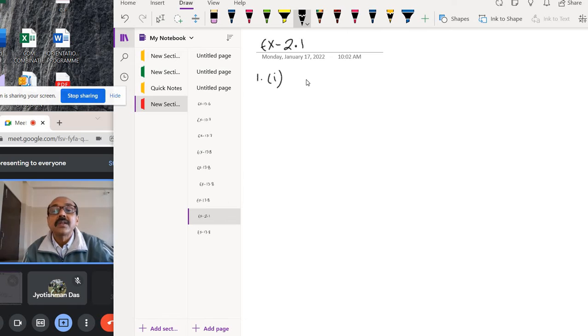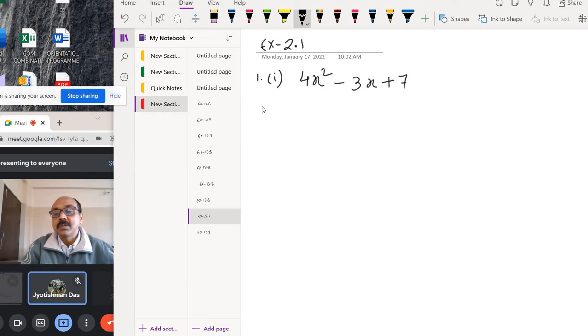4x square minus 3x plus 7. 4x square minus 3x plus 7. So is this a polynomial or not? Exponents are power 2. Yes? It is a polynomial. Yes, sir, it is a polynomial.